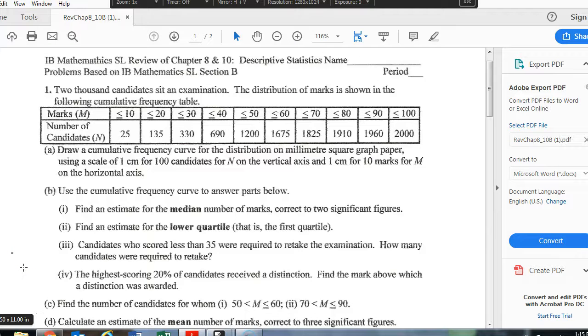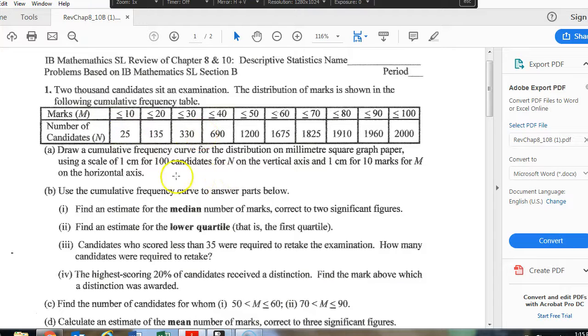Alright, so here is question number 1 for worksheet B for chapters 8 and 10. This one starts out with giving us a cumulative frequency table. We're going to use that to make the graph. So notice on this one, the top row is our x's and the bottom row is our y values.